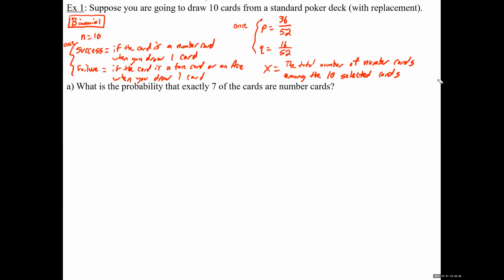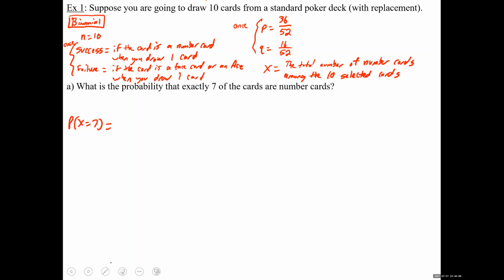Part A says, what's the probability that exactly 7 of the cards are number cards? The notation is probability capital X equals 7. Remember, this is how many number cards you have. I'm saying what's the probability that the amount of number cards you get is 7. So write the notation. And now what you're going to do is fill into the formula. Actually, let me move this down a little bit.